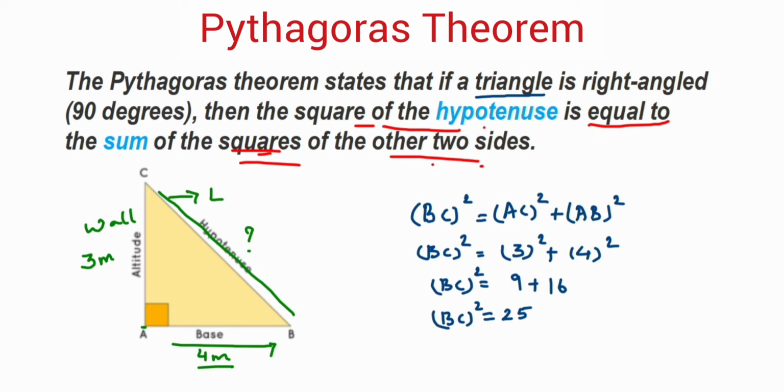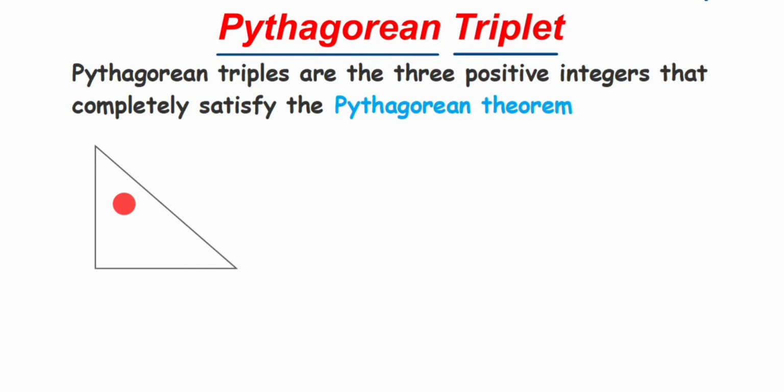I don't want BC square value. So what I'm going to do here is take a square root of it. So BC is equal to square root of 25, which is nothing but 5 meter. So it means the length of the ladder will be 5 meter. That's it. I'll explain to you what is Pythagorean triplet or Pythagorean triples.